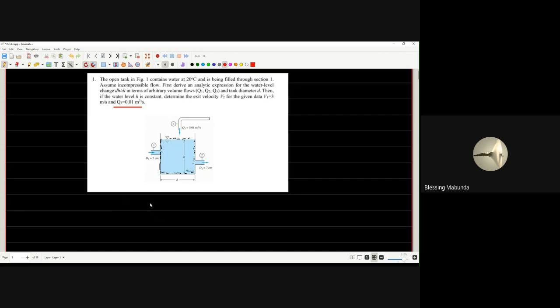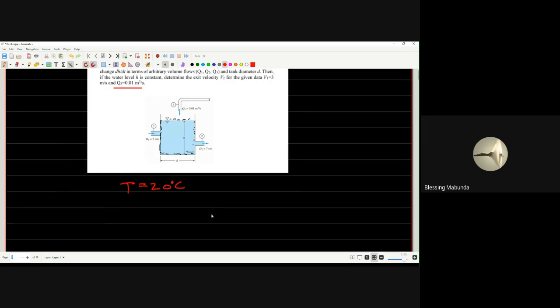Let's first write our knowns. This is the temperature of water, which is at 20 degrees Celsius. So this here can help you get the density. Let's consider our control volume, our mass flow equation. We'll essentially consider everything going into the control volume as well as everything going outside of it.